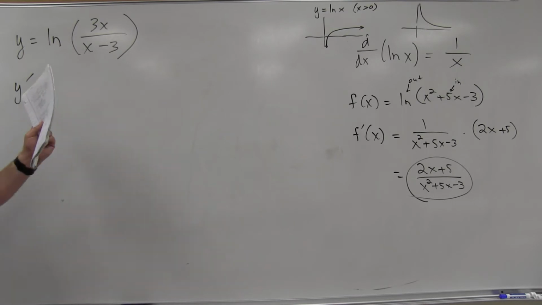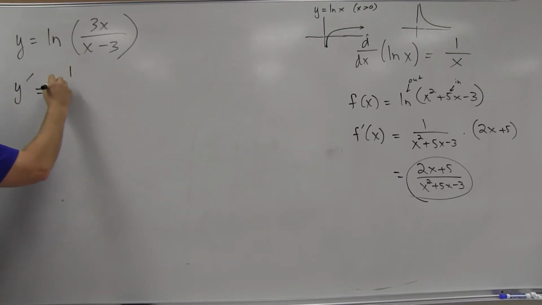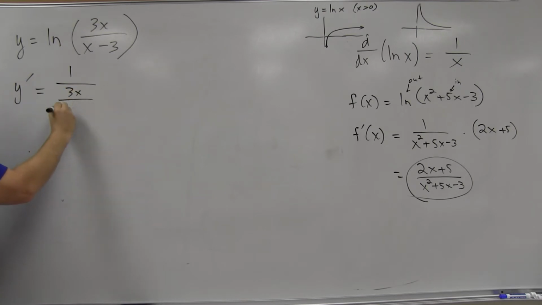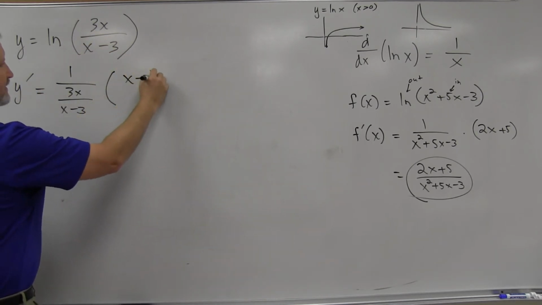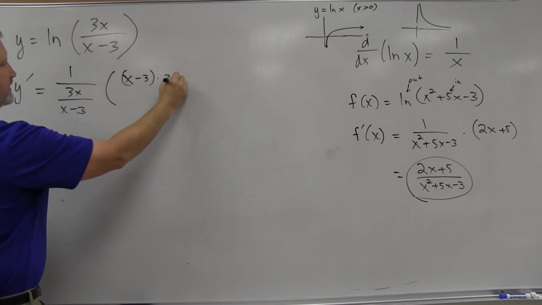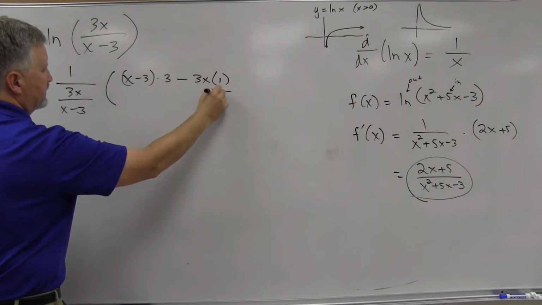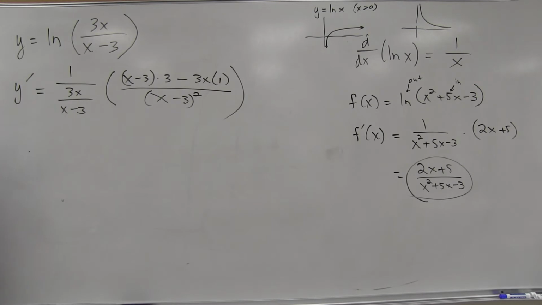Well, okay, same deal. Got the inside and outside. The derivative of the ln would be 1 over that. Right? Times then, well, the derivative of the inside would be quotient rule. So it'd be low times the derivative of the high, which is 3, minus high, 3x, times the derivative of the low, which is just 1, over low squared. Okay.